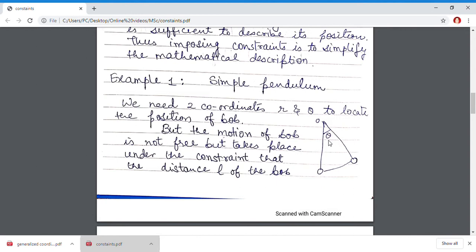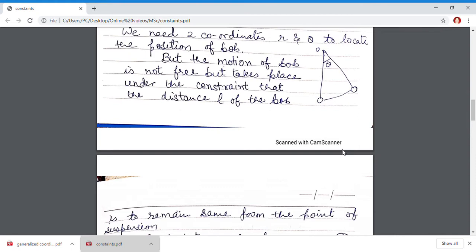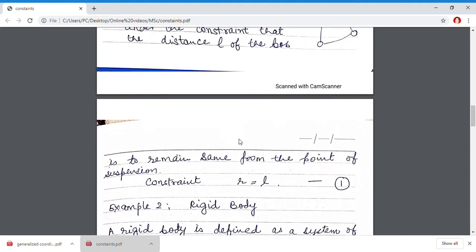But the motion of the bob is not free here, but it takes place under the constraint that the distance of the bob from origin, this distance L, always remains constant. Here L is the length of the thread. That means this can be expressed as r equal to L. This is the equation of constraint when we are taking a simple pendulum.